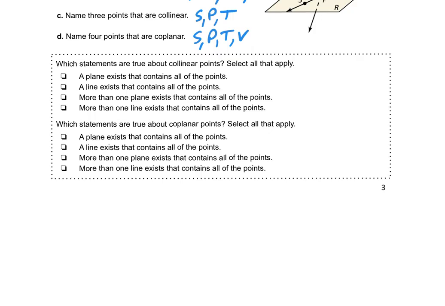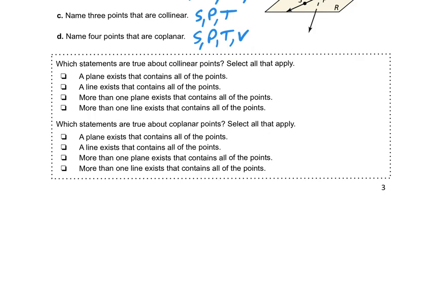Okay? Second one, a line exists that contains all of those points. Well, that's the definition of collinear. Those 2 points are on the same line. So that one's obvious, right? Number 2 is a definite yes. The third one, more than one plane exists that contains all of those points. Okay? This one's kind of hard to think about.